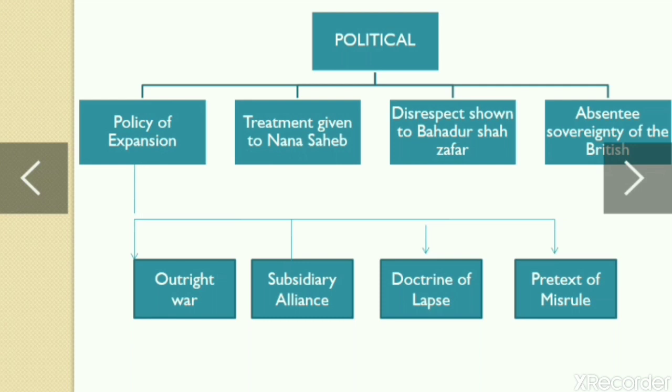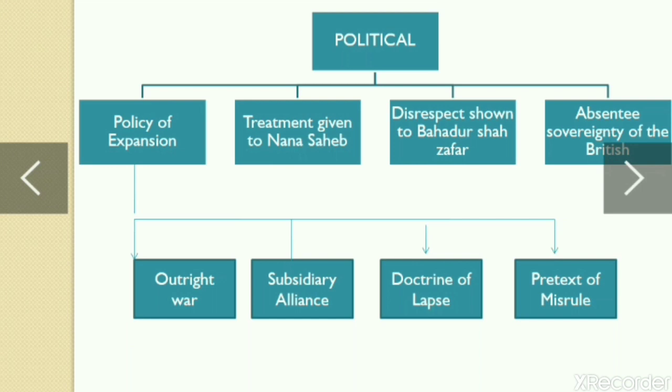First, we'll be taking political cause, which can again be subdivided into various points. That is the policy of expansion, treatment given to Nana Sahib, disrespect shown to Bahadur Shah Zafar, and absentee sovereignty of the British. Now, the first one we'll be taking is the policy of expansion. Before we start with this, we should know what actually the policy of expansion is. During that time, when the British were trying to expand their territories in India, they adopted various policies through which they were annexing the territories in India.